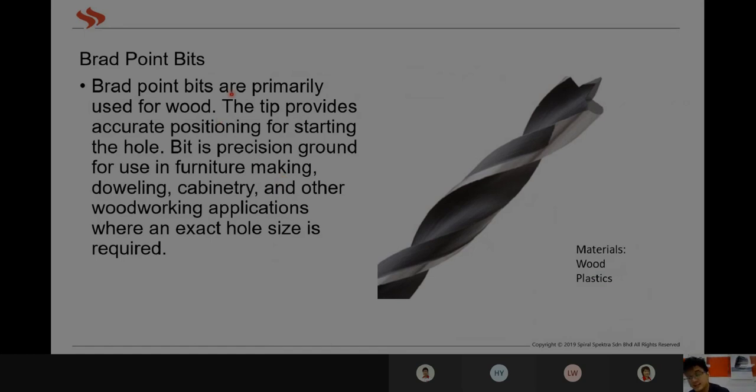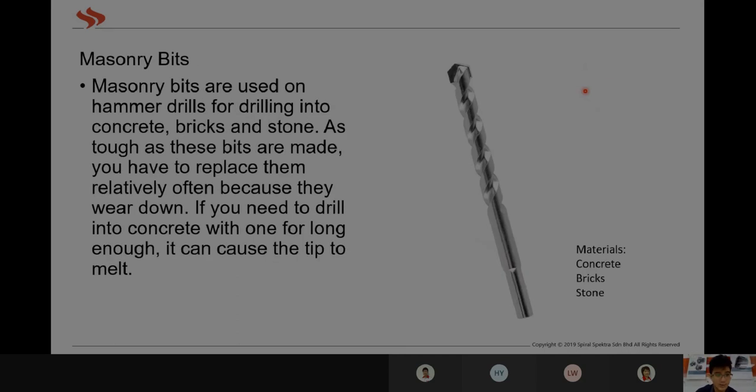Brad point bits are primarily used for wood. However, in certain cases they can be used for plastics. The tip has a sharp end to provide accuracy for drilling. So normally with this you can control exactly where the hole is going to be, compared to normal tip bits.